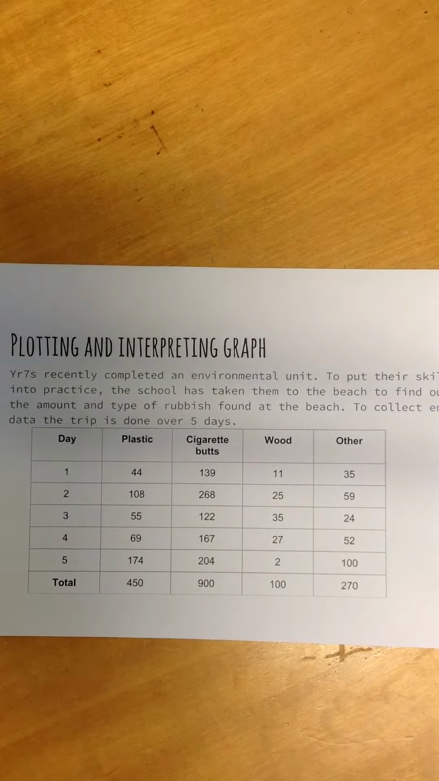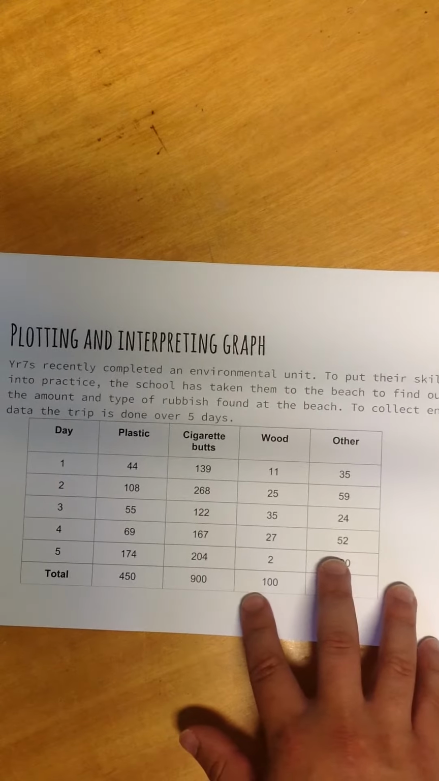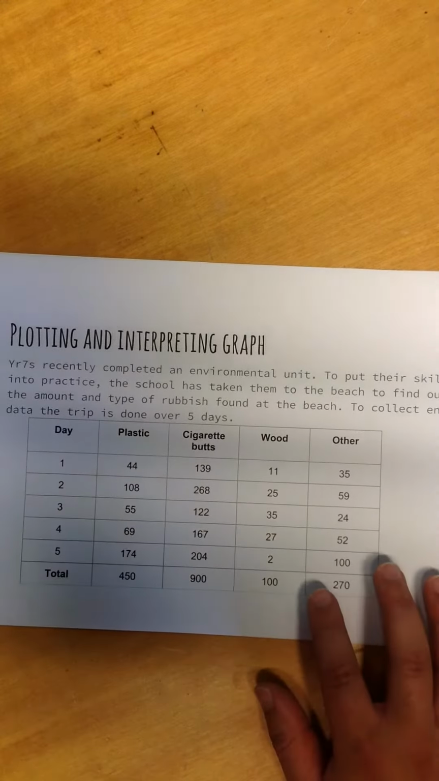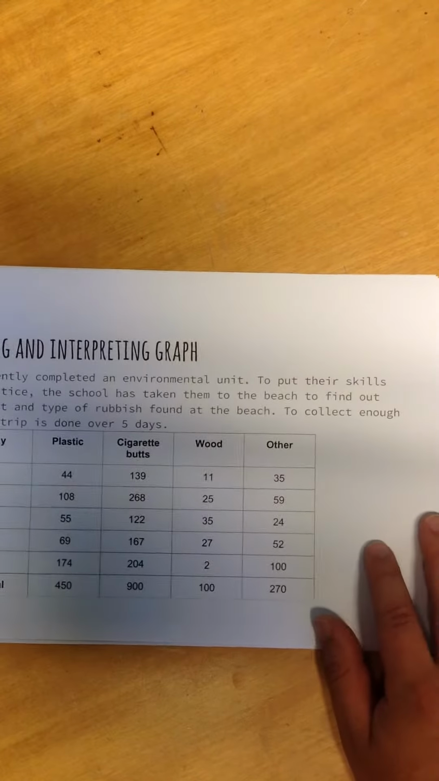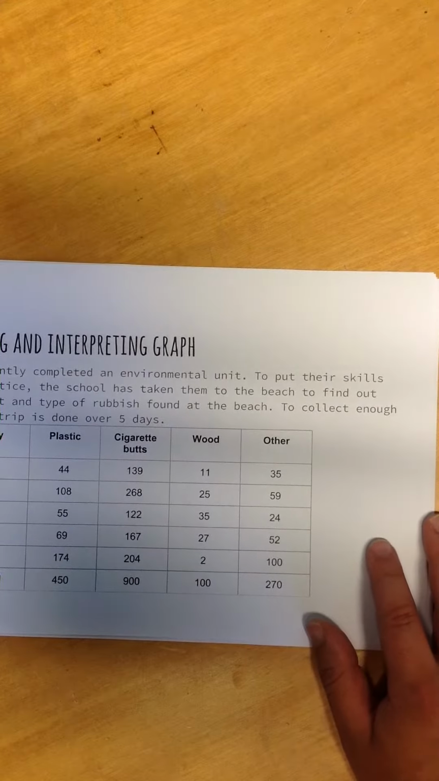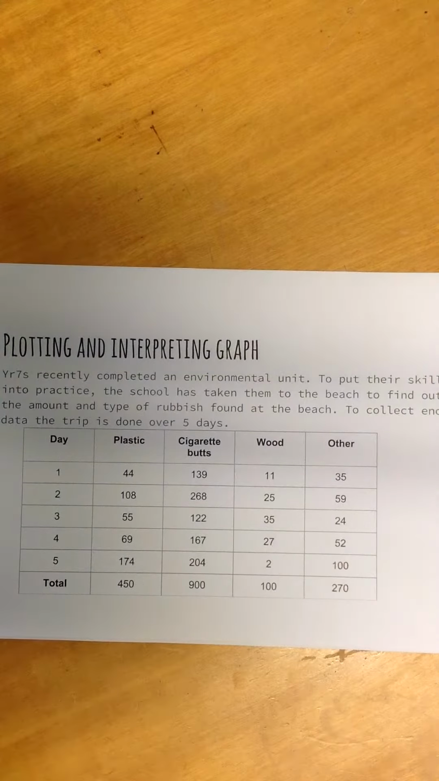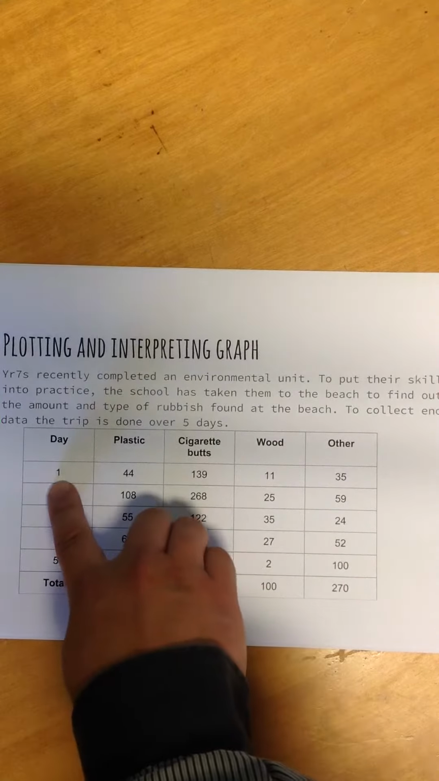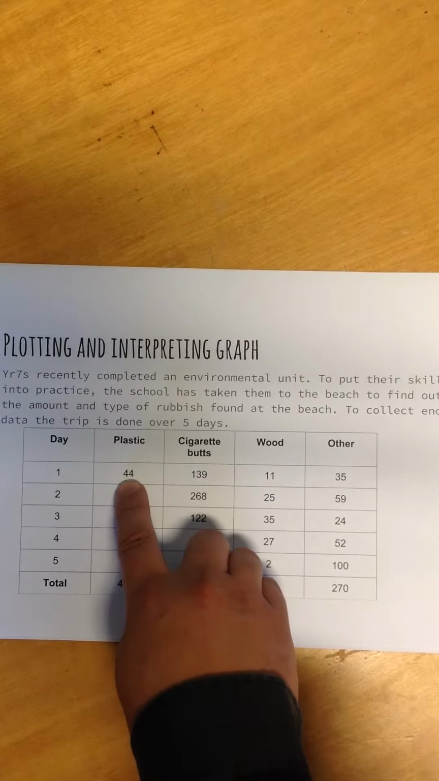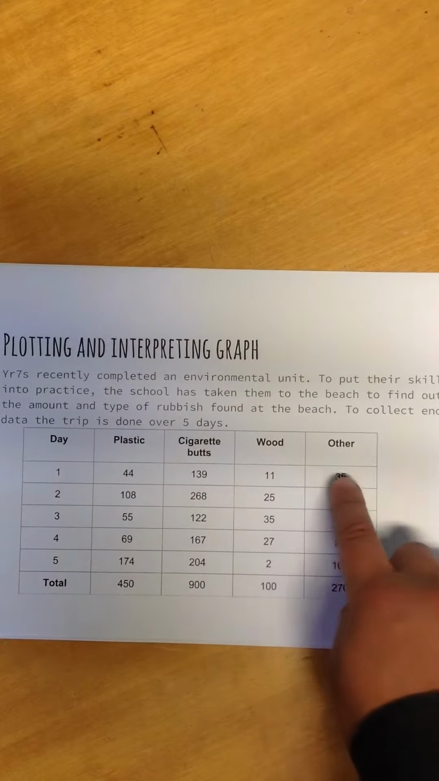Year 7s recently completed an environmental unit. To put their skills into practice, the school has taken them to the beach to find out the amount and type of rubbish found at the beach. To collect enough data, the trip is done over 5 days, and this is the table they came up with. So very easy to interpret. So on day 1 they found 44 pieces of plastic, 139 cigarette butts, 11 wood and other.